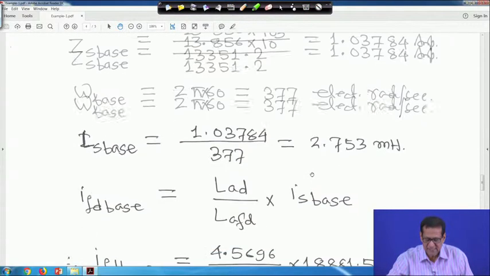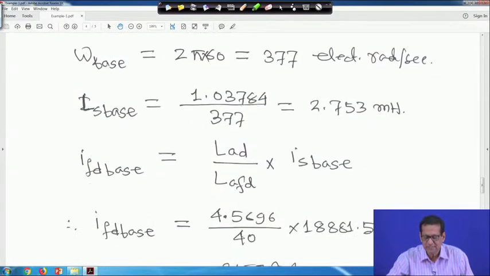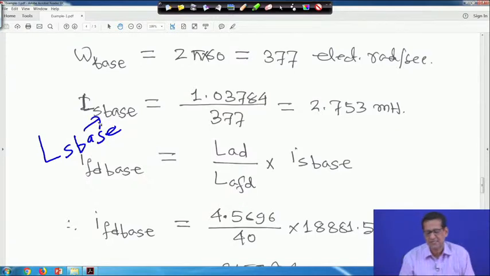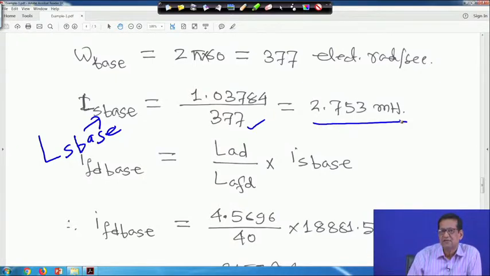Sorry, this is LS base, not IS base, because ohm is equal to L into omega in dimension. So LS base is equal to ZS base, 1.03784, divided by frequency base 377. So that is 2.753 millihenry.